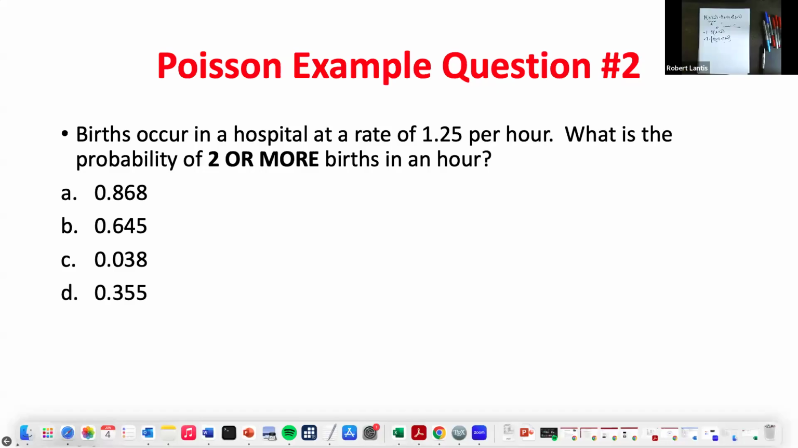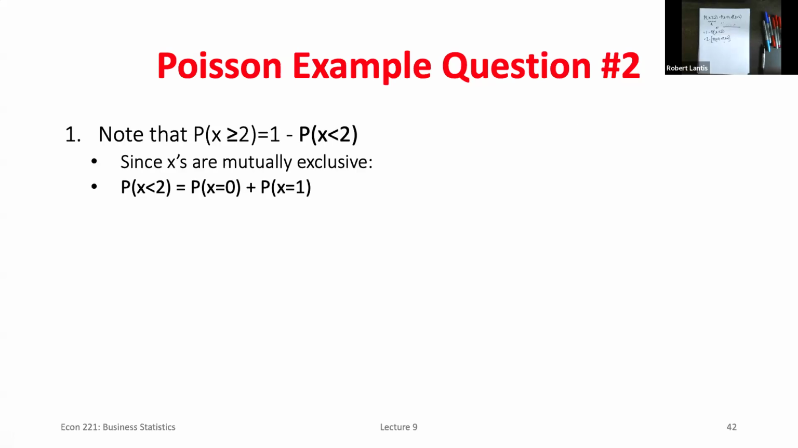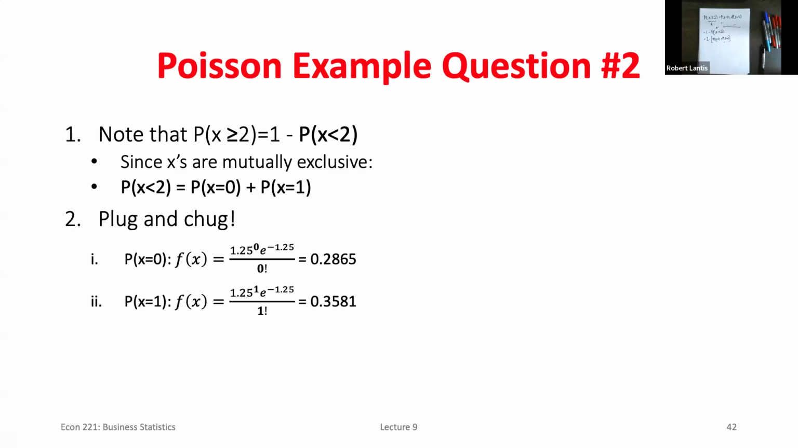Okay, so sure enough, I go here. Oh, there we go. I rewrite it using the complement. I know that they're mutually exclusive. I can only ever see 0 or 1 births. So those are my only two possible values. I use those x values, the lambda of 1.25.